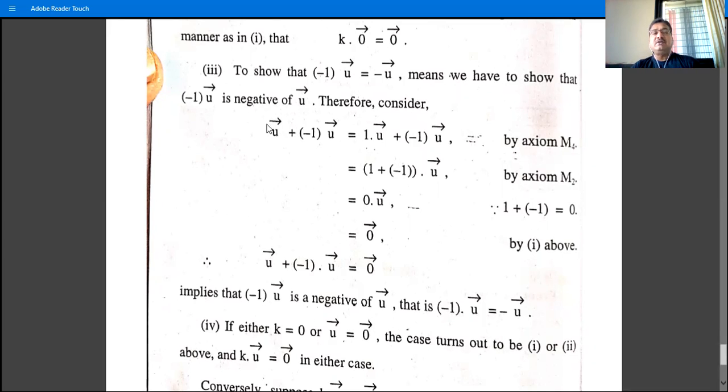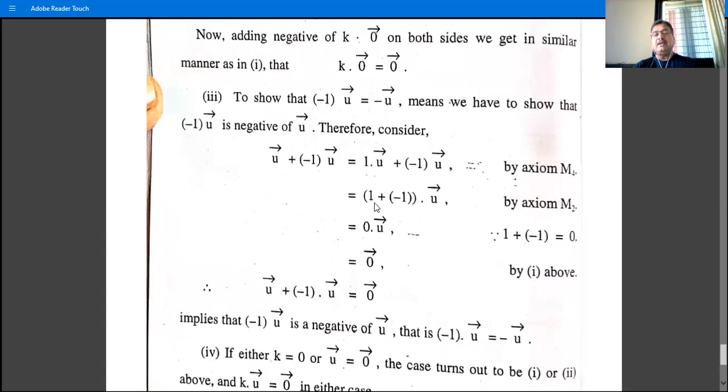So consider u bar plus minus 1 into u bar, and we have to show it is equal to 0 bar. We write u bar as 1 into u bar by axiom M4. Then take u bar as common by the reverse use of axiom M2. What is axiom M2? (k plus l) u bar is k u bar plus l u bar. So k u bar plus l u bar is (k plus l) u bar; we use this axiom M2 in the reverse way. So we have (minus 1 plus 1) into u bar, and minus 1 plus 1 is the usual 0, so 0 into u bar.